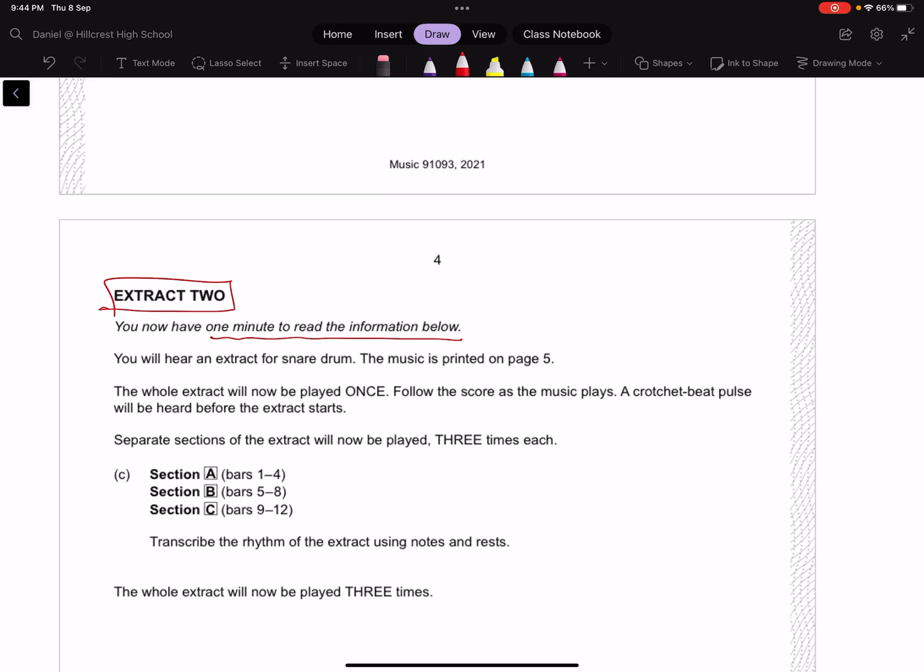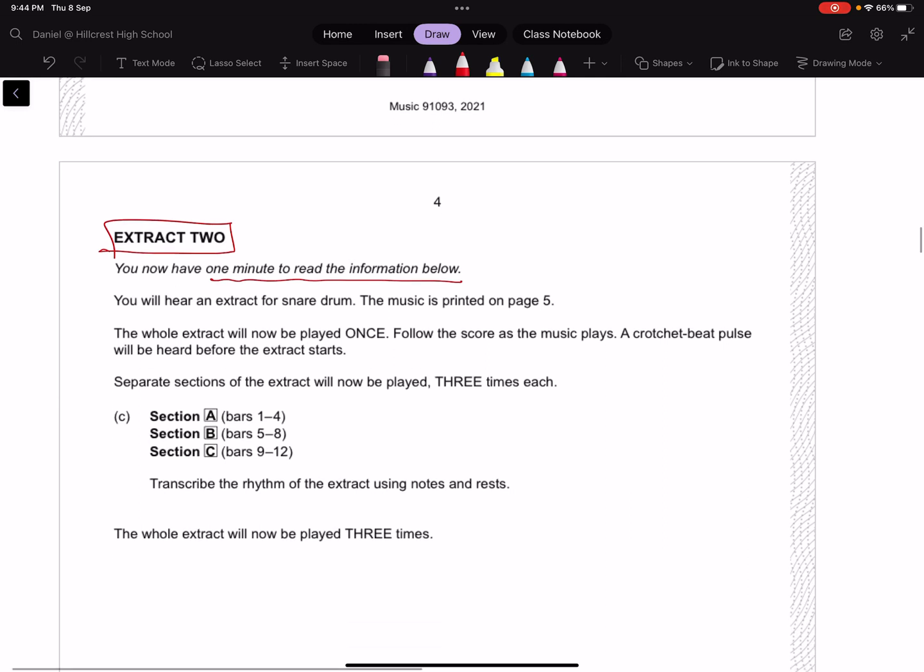Extract 2. You now have 1 minute to read the information below.